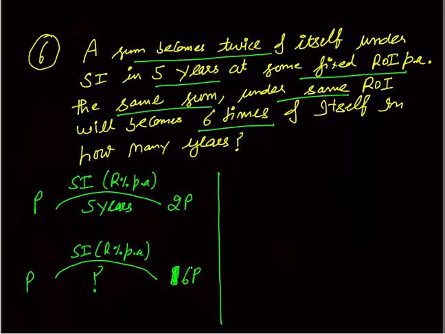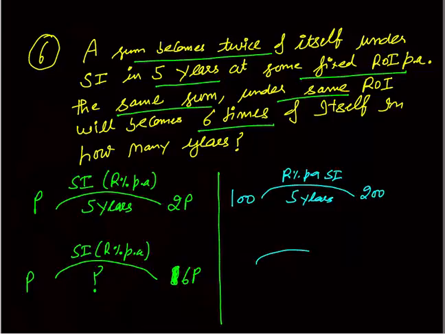6 times of itself. Now, as I told you, we can solve the question using concept, logic, options and assumptions. As nothing is given in this question about the principal, you can assume the initial principal as per your convenience. So I will assume that the initial principal is rupees 100. So rupees 100 you invested in r percent per annum simple interest in 5 years. This money becomes 200, twice of itself.